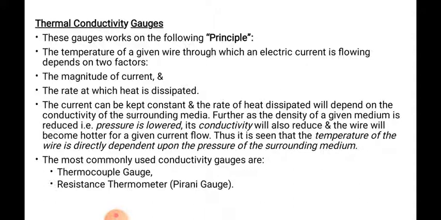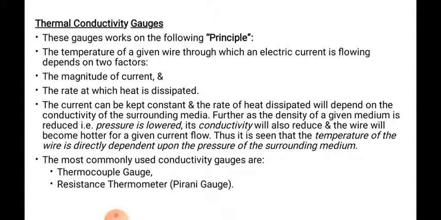thermal conductivity gauge. Okay, so this gauge works on the following principle. The temperature of a given wire through which an electric current is flowing depends on two factors. Means, on which principle does it work? That the temperature of a given wire through which an electric current is flowing depends on two factors. What are they?